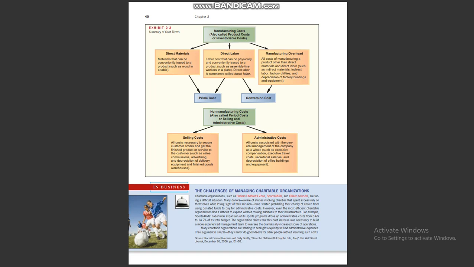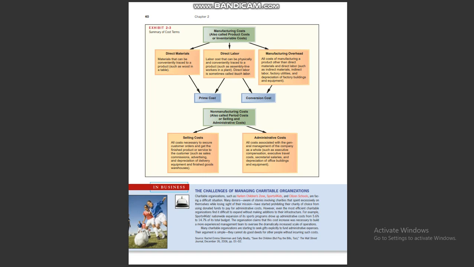Direct labor costs can be physically and conveniently traced to a product, such as assembly line workers in a plant. Direct labor is also called touch labor. Manufacturing overhead is all cost of manufacturing a product other than direct material and direct labor, such as indirect material, indirect labor, factory utilities, and the depreciation of factory buildings and equipment.